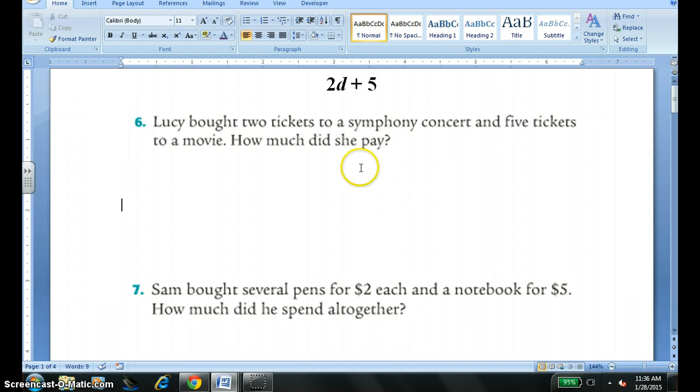Well, if you look at it, we'll see, all right, 2 tickets to a symphony concert, there's the 2. 5 tickets to a movie, there's the 5. What does the D stand for? I guess it would have to be price, right? 2 tickets, and D would be how much it costs. But 5 tickets here, that doesn't have a variable next to it. So this particular expression tells me I bought 2 tickets that cost D amount of dollars, and then I added another $5. And this situation doesn't match this.